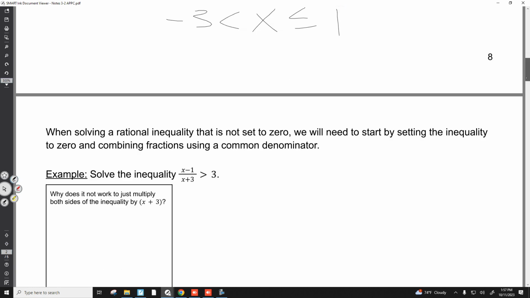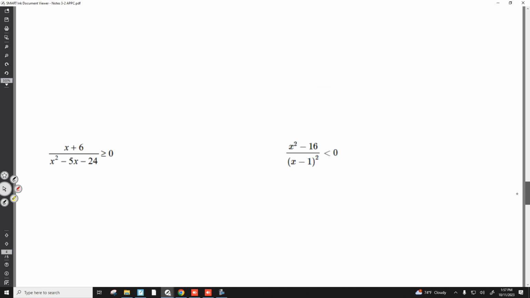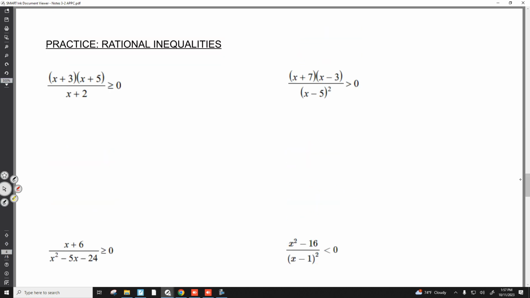Skip a page. Skip two pages. Go to the third page. I said skip two pages, I think. Go straight to page 12.